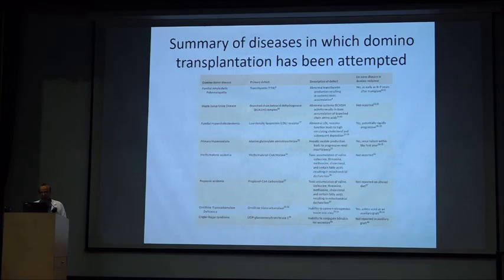This is the summary of the diseases in which domino transplantation has been attempted. First, as all of us know, is FAP, familial amyloidotic polyneuropathy. Then MSUD, as I have just described. Then familial hypercholesterolemia, primary hyperoxaluria, MMA, propionic aciduria, ornithine transcarbamylase deficiency, and Crigler-Najjar syndrome.